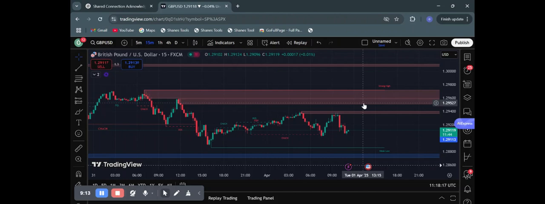And if it breaks this previous high, the imaginary previous high that it formed there, it's going to create another break of structure, and the trend will just keep on going up and up and up till whatever resistance hits it.